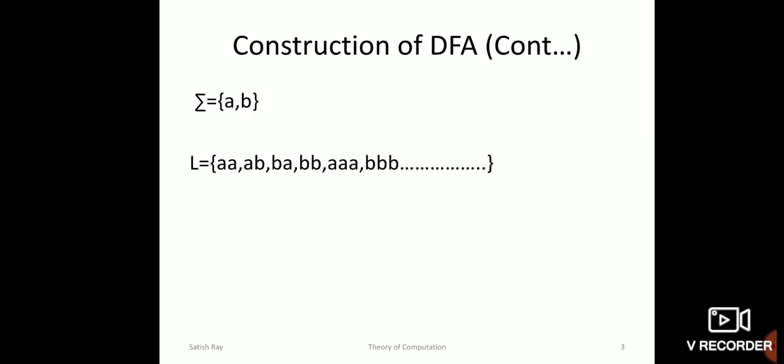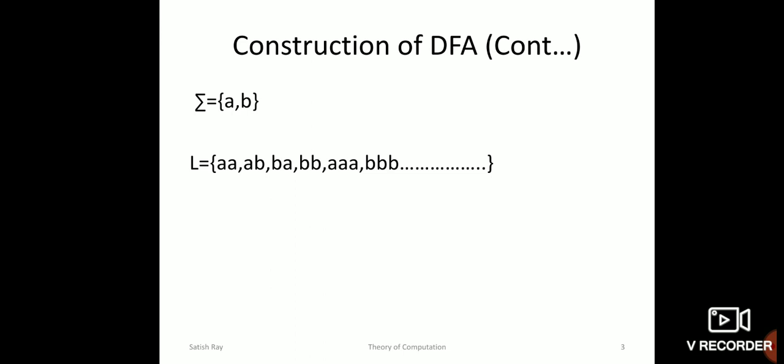So first we have to find the sigma, that is A and B, and the language L will be infinite because the strings of length 2 are AA, AB, BA, BB, and the strings of length more than 2 will be infinite. So the language becomes infinite.